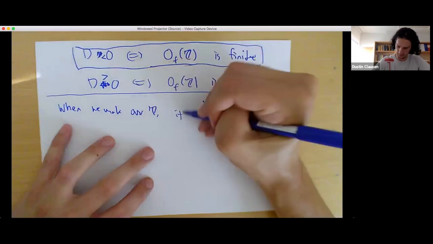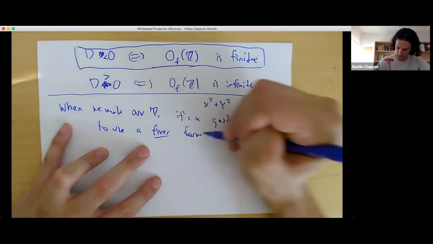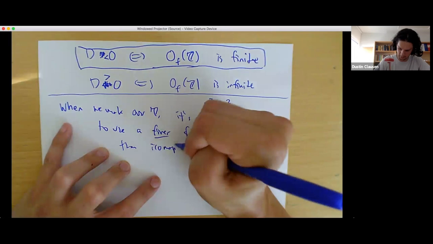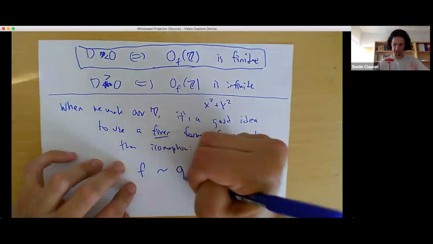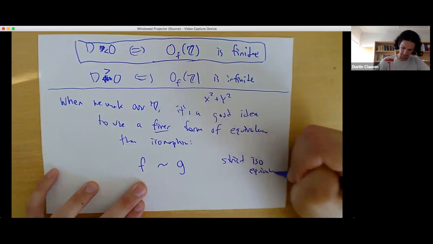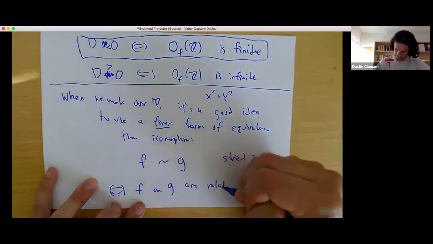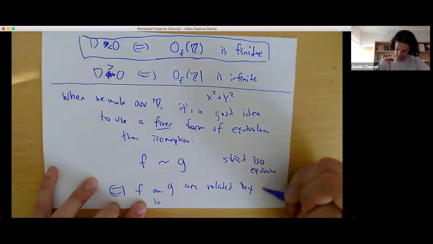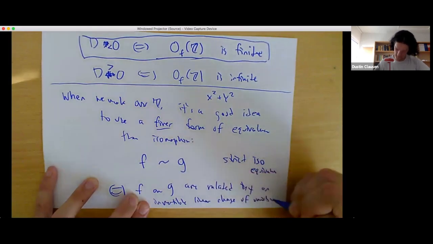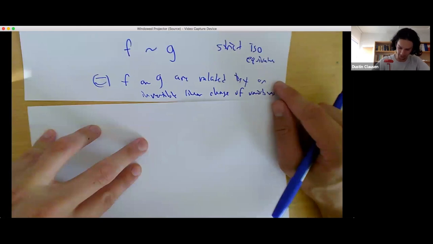So when we work over Z, it's a good idea to use a finer form of equivalence than isomorphism. It's called strict isomorphism or strict equivalence. This will mean that F and G are related by an invertible linear change of variables. So far I've just said the definition of isomorphism, right? But now I'm going to add another condition, with determinant one.